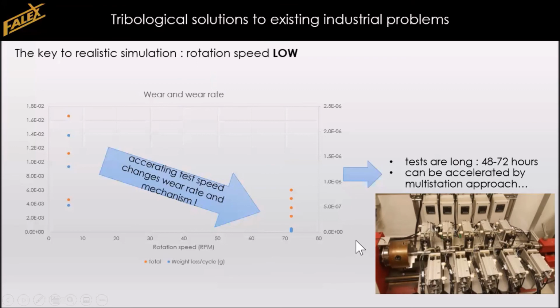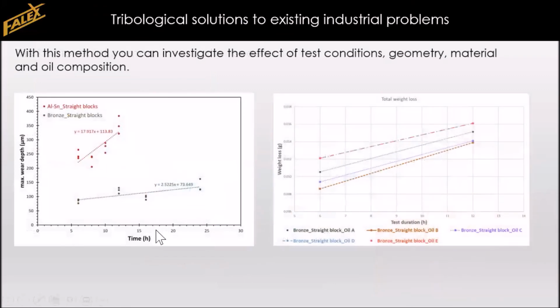But as I said, this is future talk. At the moment, we are still working with the standard single station block on ring machine. And then using this machine, we can plot the wear rates for different materials. Here we are seeing the difference between aluminum tin straight blocks and bronze straight blocks, for instance. And you see that the bronze alloys are definitely wearing a lot slower than the aluminum alloys.